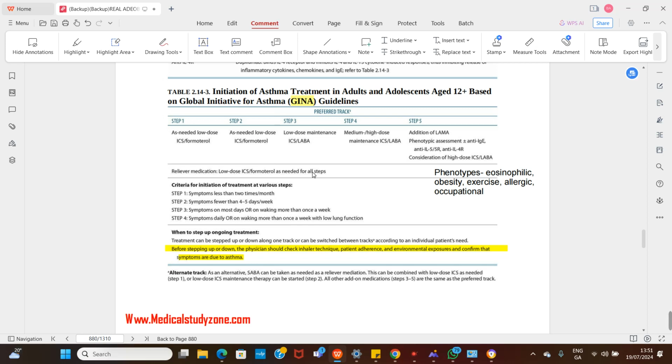Those are the only two that you need to know. So just look at it. How many in a month? Less than twice in a month, intermittent. Less than 5 times in a week, this is step two. Moderately persistent, step three: the person is having it daily, every day, or the patient wakes up at least one night in a week because of the asthma. That is step three automatically. Or the person is having the symptoms in most days of the week. Step three. So step three with a very low lung function test is your step four.